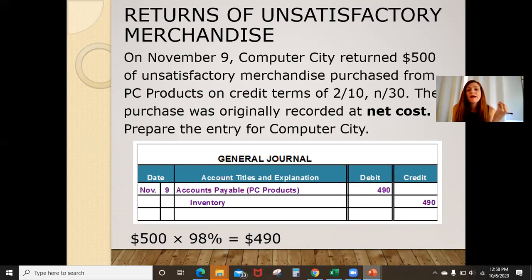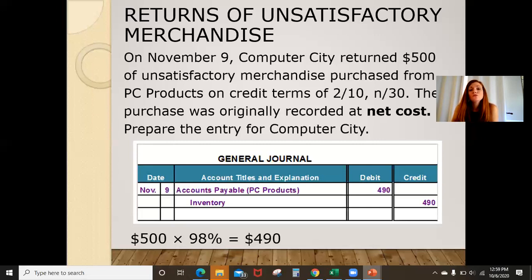So we are going back again to where we only recorded that initial entry. We have debited inventory for $9,800 and we have credited accounts payable for $9,800 on November 3rd. So here we are November 9th. We have not paid yet, okay? We are returning $500 worth of the product. But since we are planning to pay within the discount period in this scenario, we're going to take that $500 times 98%. Because at this point, we have not recorded any of our goods at 100%. So it's only going to be $490 worth of product that we're returning as far as our books go.